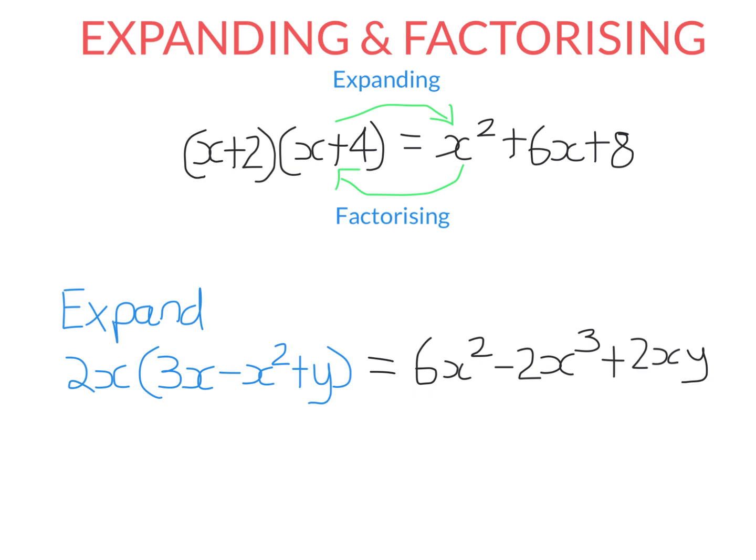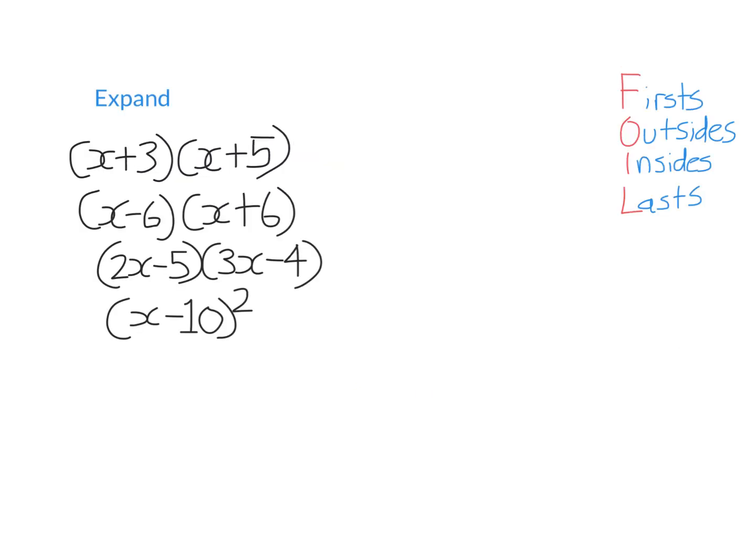All right, let's now look at expanding two sets of brackets. So when we are expanding two sets of brackets at once, called binomial expansions, we use the FOIL method. The idea is we need to multiply everything in the first bracket by everything in the second bracket. So we need to multiply x by x plus 5, then we need to multiply 3 by x plus 5. The FOIL acronym helps us keep track of what we're multiplying by what.